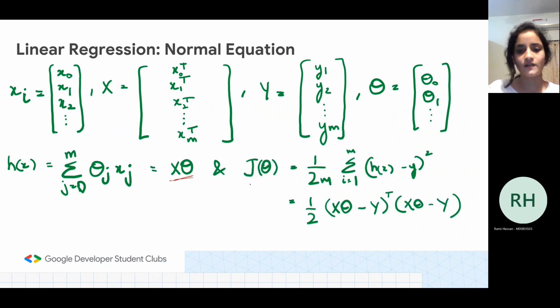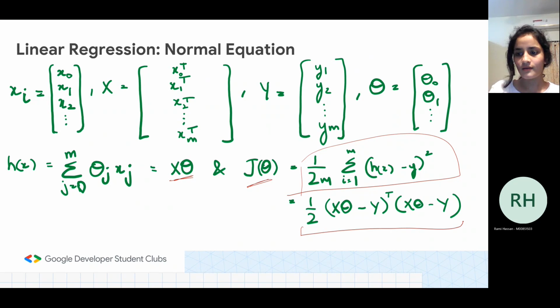And J of theta, our cost function, instead of this big thing with the summation and h of x, we're going to write it like this. The line was x theta, minus y, so it's our predicted minus the actual. And instead of square, you can't square matrices, so you do it with multiplication. And there's a transpose here.